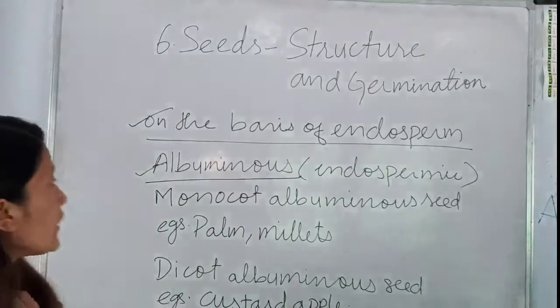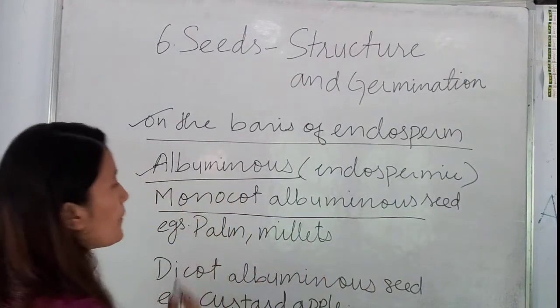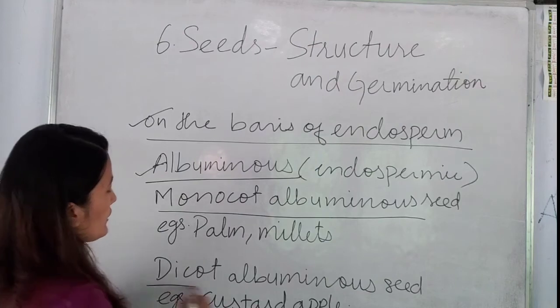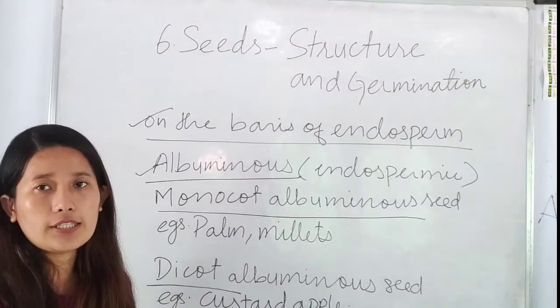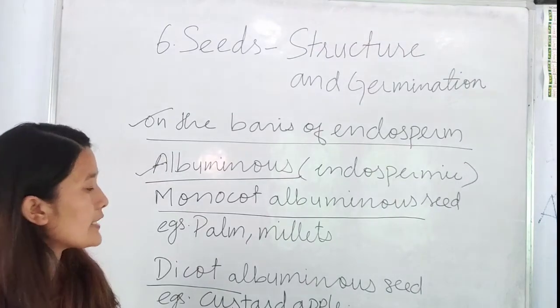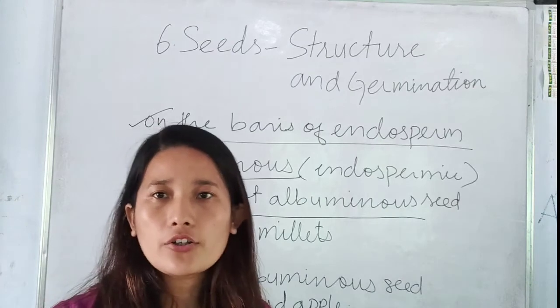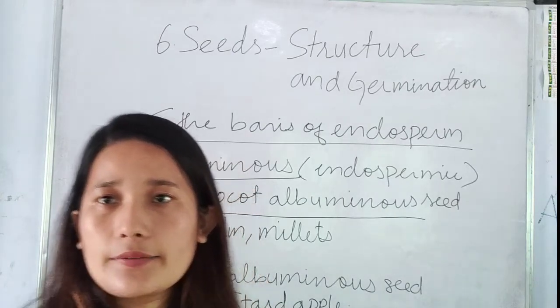Examples of monocot albuminous seeds are palm and millets. Exceptions are obviously there, so a dicot seed can also be albuminous. In that case, custard apple is one example of a dicot albuminous seed.